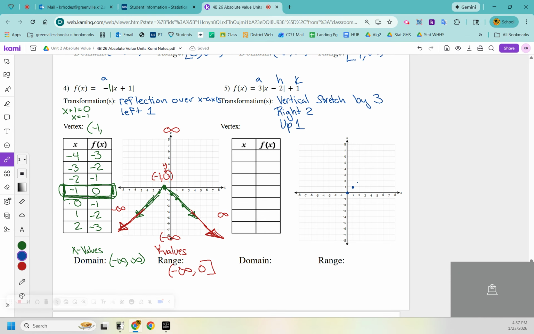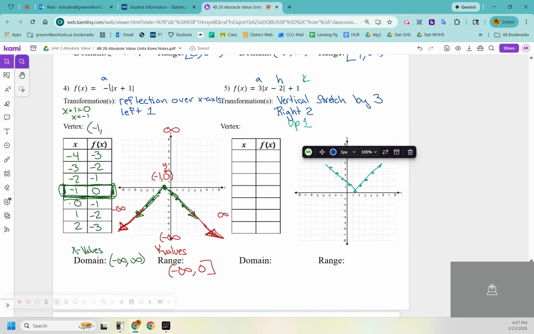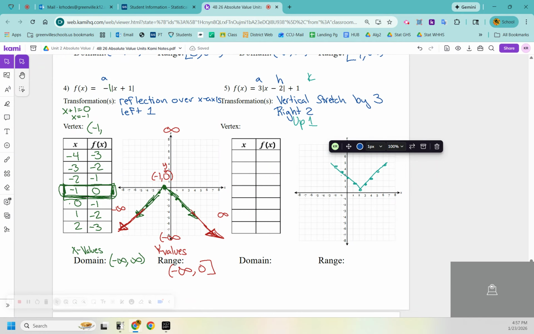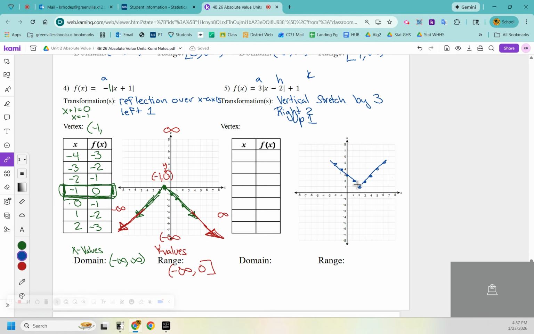This is the original parent graph. This is not the graph we are actually graphing. So don't copy this. I'm just trying to show you. If this is our graph, and we're moving it right 2 and up 1, it's going to be here, and then it's going to be a vertical stretch. Like think of pulling gum. It's going to pull it up and make it tiny. Okay, so let's do that for real. But hopefully you get the picture of what it should look like before you're even graphing it.